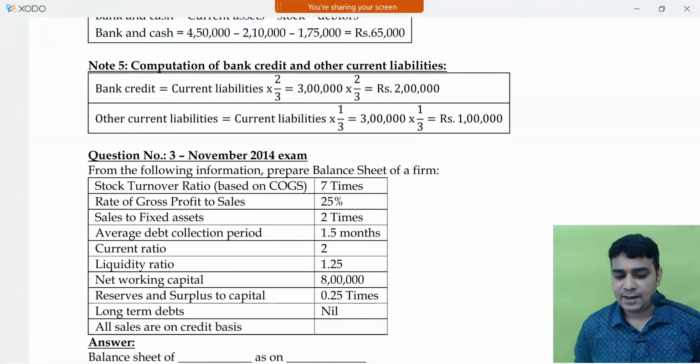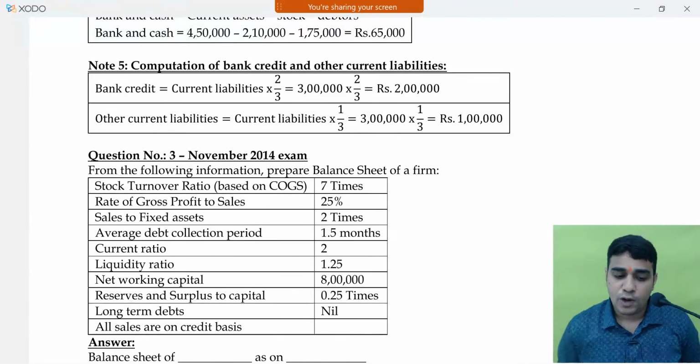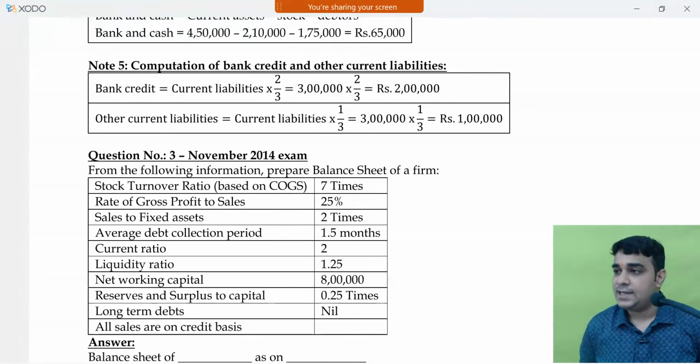Average debt collection period, current ratio, liquidity ratio, net working capital. Current, liquidity, net working capital combination can give you current assets, current liability, stock. Using stock and stock turnover ratio, you can go to COGS. Using COGS and GP margin, you can go to sales. Using sales and debt collection period, you can go to debtors. So that's a combination which is there in this question. But apart from that, they have also given data on ratio. Sales to fixed assets is given in the question. So fixed asset can't become a balancing figure.